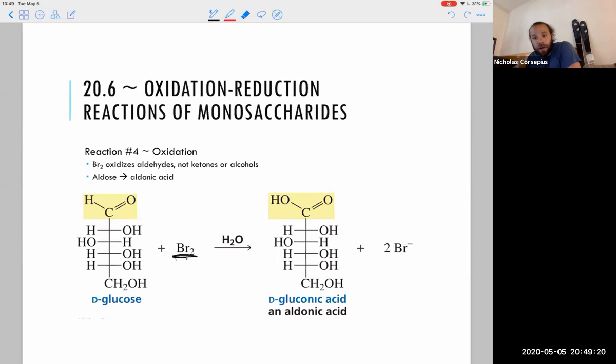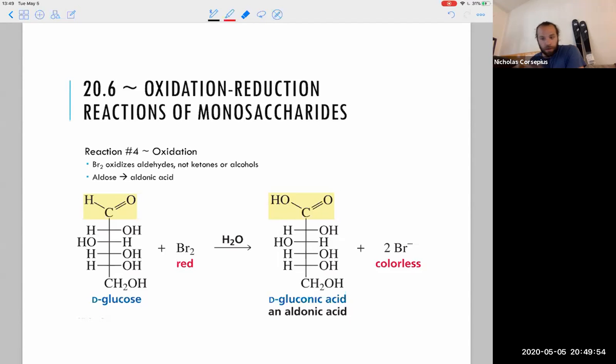Bromine is actually used as a test to see whether or not you have an aldehyde or a ketone, because it cannot oxidize ketone groups. Br2 is red, and if it oxidizes your sugar, you get this colorless bromide ion. So this is what would be called a bromine test. It actually works for all aldehydes versus ketones. But if you know your compound has a carbonyl group, you can use bromine to tell whether or not it's an aldehyde or a ketone.